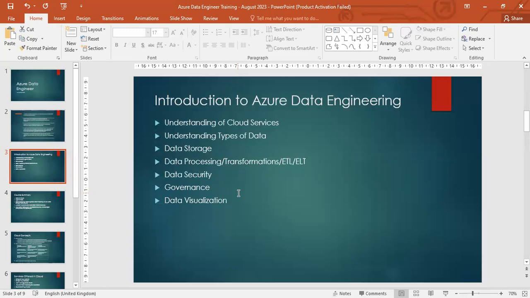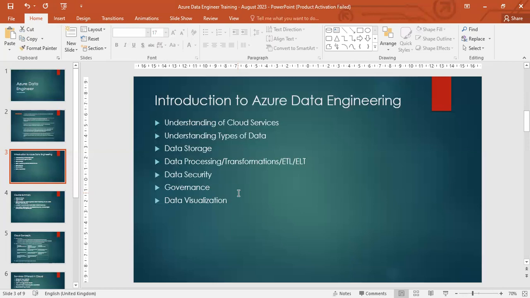Next is the data processing, or transformation. Once you ingest the data inside the cloud, how will you process that data, how will you transform that data, which services do you need to use? That is the next step as part of this data engineering journey.